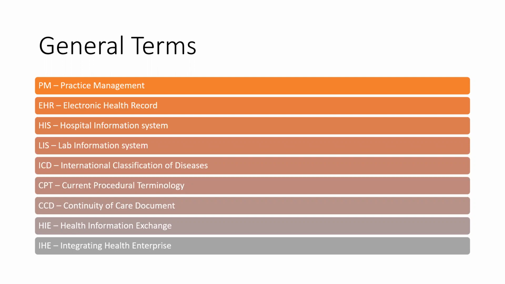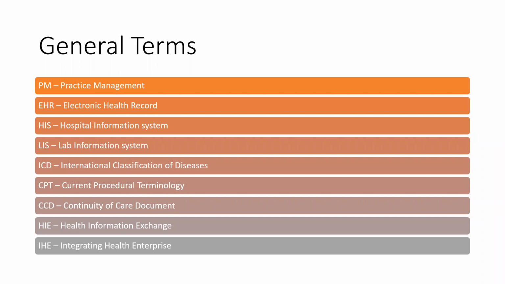Similarly, CPT is also a library, but this is on a different angle. This is called Current Procedural Terminology. Once a patient is diagnosed with a certain disease, we know that they will be treated with certain treatment, right? So what treatment is being given to the patient has to be indicated using these CPT codes.